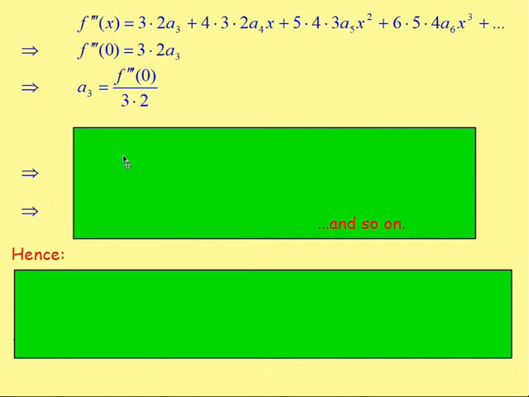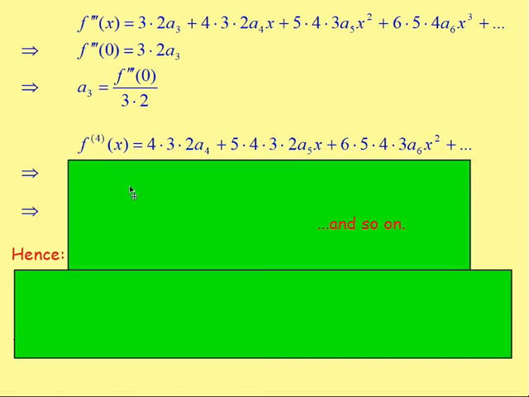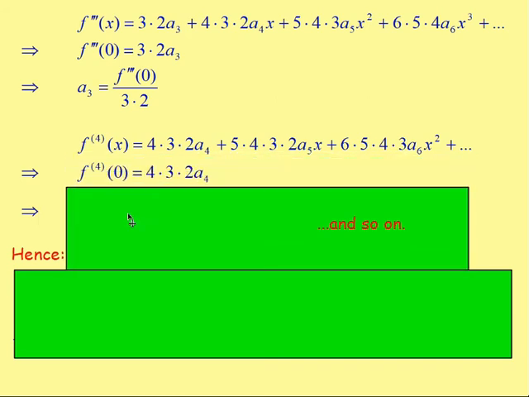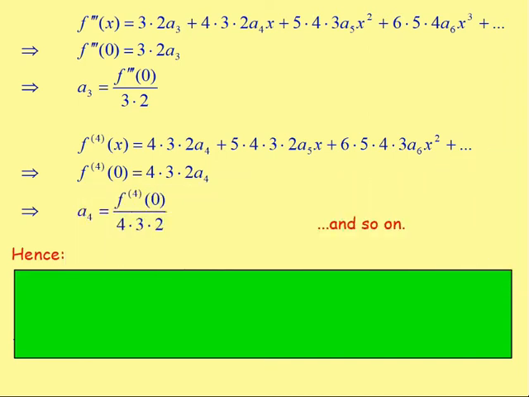To get the fourth derivative, you just differentiate again, and you can keep on going and follow that pattern. So you've got the fourth derivative, you're replacing x with 0. So really, you would have 4 times 3 times 2 times a4. To get a4 on its own, you've got the fourth derivative when x is 0 over the 4 times 3 times 2. And so on, you can keep on going.